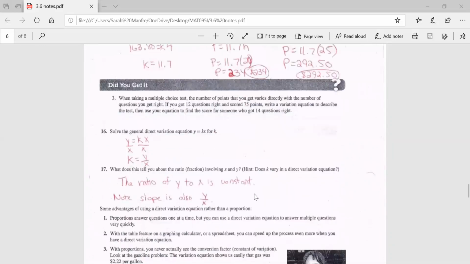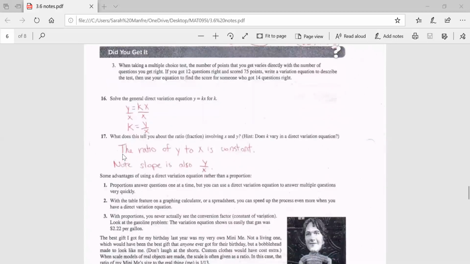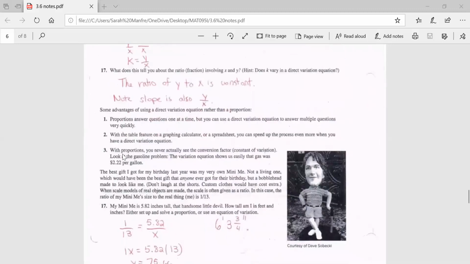All right. So how do we solve direct variation equations in general? Well, we know y is equal to k times x, and k is our constant of variation. So if I want to solve for k, you just do y divided by x. The ratio of y to x is constant. Slope is also y divided by x, right? So constant of variation and slope are the same exact thing.